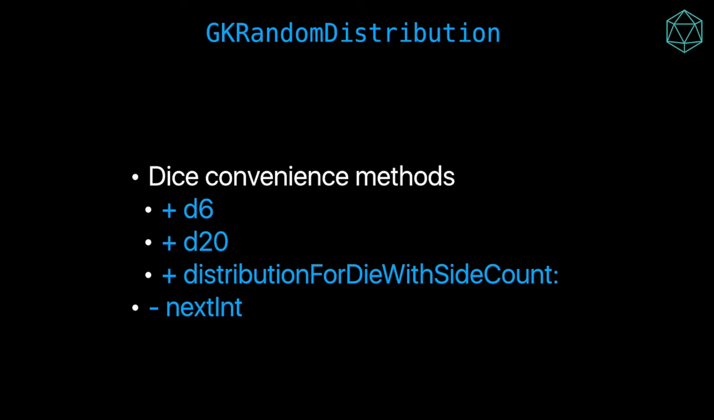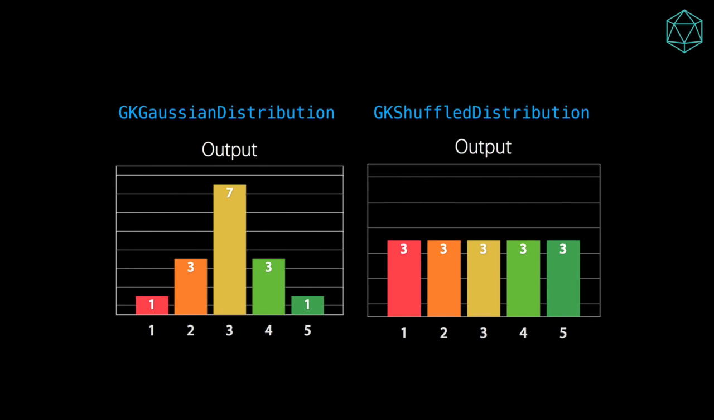And if you need a slightly different distribution, this is where it becomes really useful. In addition to GK random distribution, there's also GK Gaussian distribution. Gaussian distribution provides you with a sort of bell curve distribution for your random results. So it's not technically random, but it's helpful in some situations in your game particularly. For example, if you have drops in your game, you might want normal items to drop more frequently and make legendary or rare drops less frequent. So this is an easy way to achieve that effect.